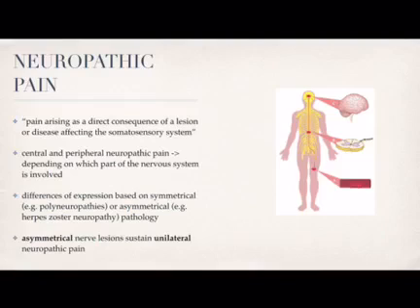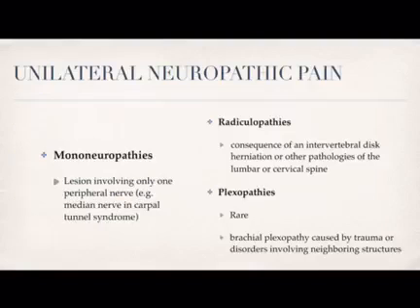And only asymmetrical nerve lesions sustain the unilateral neuropathic pain, which can be treated with cordotomy, which we'll talk about in a minute. There are several forms of unilateral peripheral nerve lesions. They can be divided into mononeuropathies, radiculopathies, and plexopathies. And the most common clinical presentation is mononeuropathy, for example, a lesion involving only one peripheral nerve, like, for example, the median nerve. And this is common in the carpal tunnel syndrome.